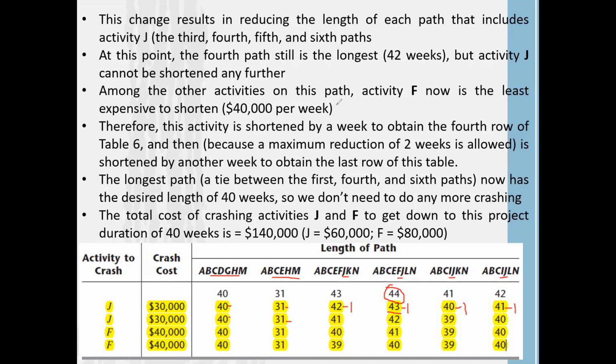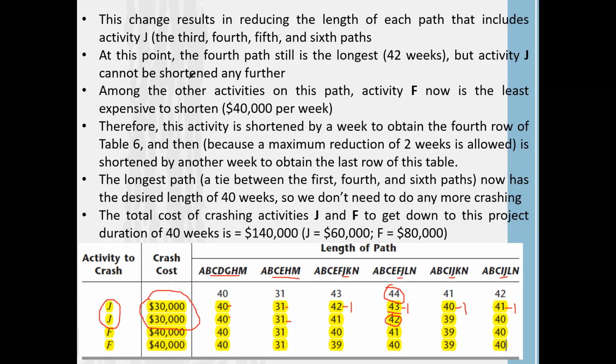Now, you can see that some activity paths ended up with our desired path. But can we stop the crashing? No. Why? Still, the maximum time period of completion of the project is 42. Now, we still need to reduce some activities. Activity J cannot be reduced anymore because we know that it only crashes by 2 weeks, and we have already ended up with that crashing. So now we have additionally $60,000.